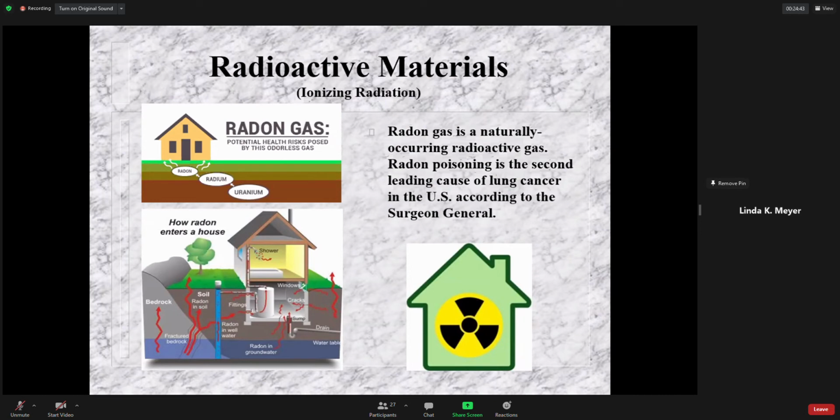I just wanted to mention briefly radon gas. This is something that's generated naturally in different areas, and if it's underground under your house, it can actually get into your house, and it's known to be the second leading cause of lung cancer. So some people have radon gas detectors in their homes.